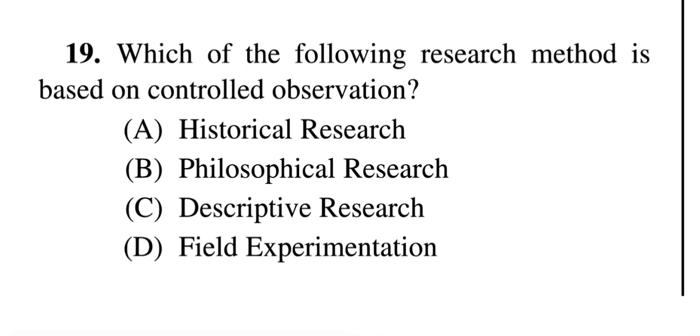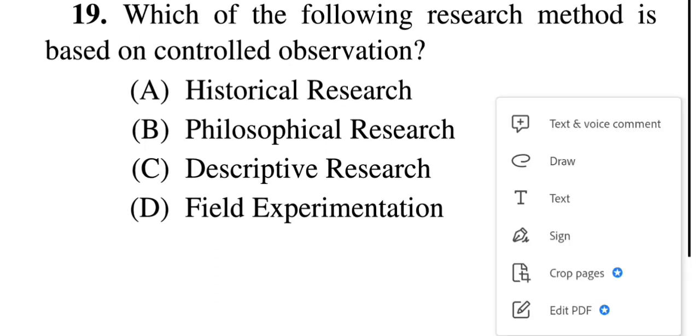Number 19, it says which of the following research methods is based on controlled observation? Historical research, philosophical research, descriptive research, field experimentation. 19, correct answer will be D, that is field experimentation.